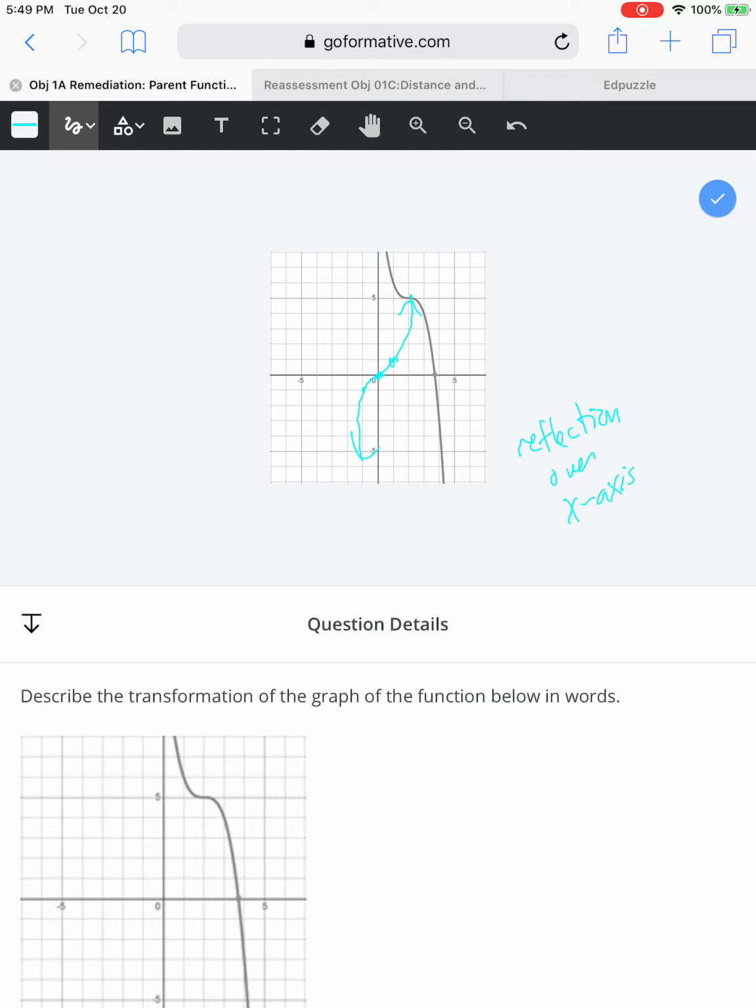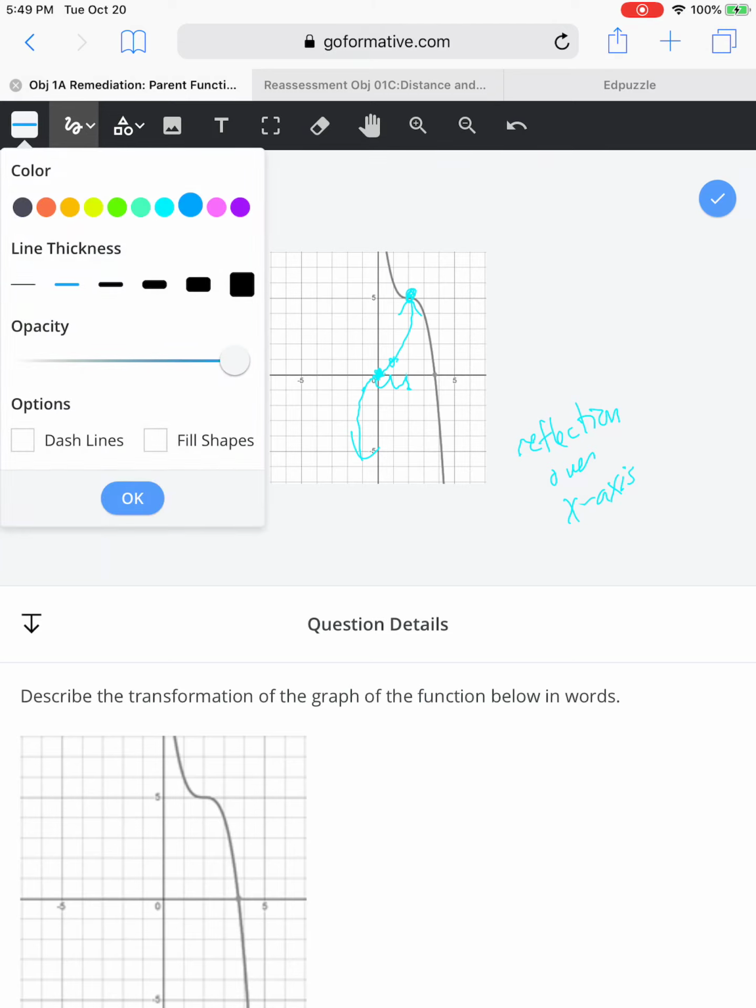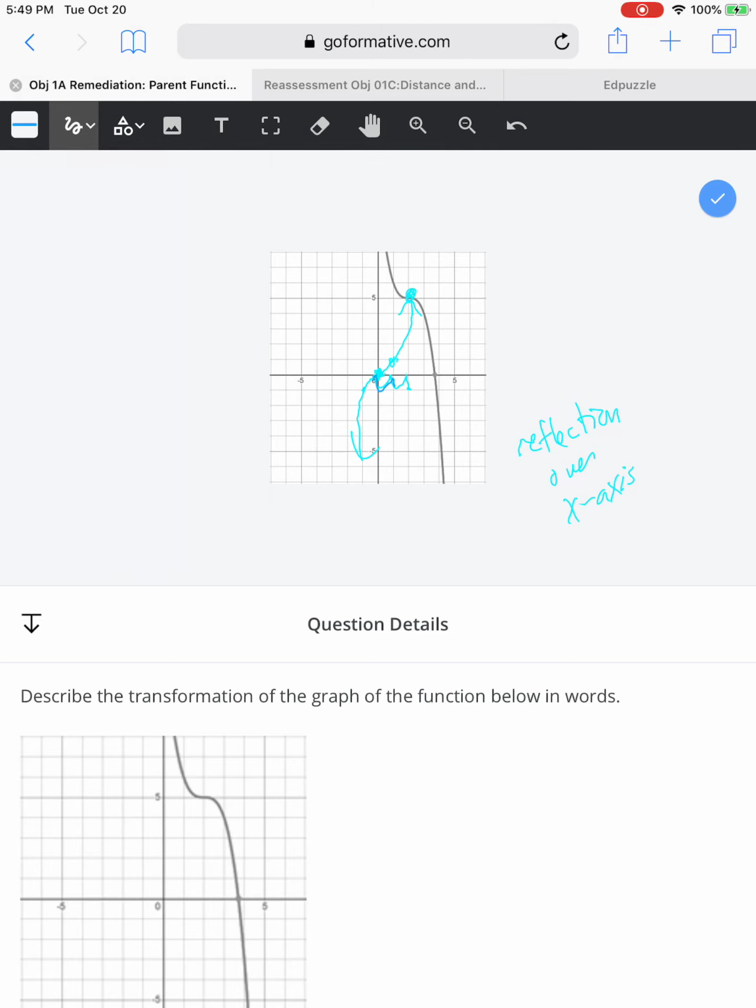I know that my function is moved to the right 1, 2 spaces because it moves from this little point here. It starts at 0, 0. It moves to the right 2, and I guess I'll use a different color for that. So to the right 2, 1, 2, and then up 1, 2, 3, 4, 5. So right 2 and up 5. So just describe it in words. So my graph moves right 2, reflection over the x-axis, and up 5.